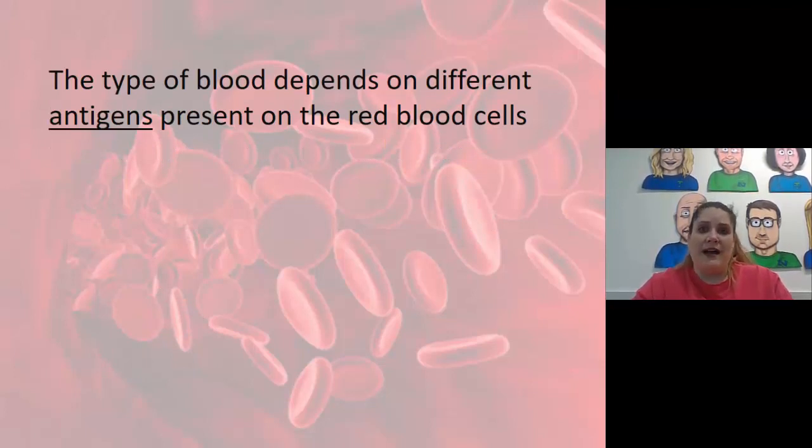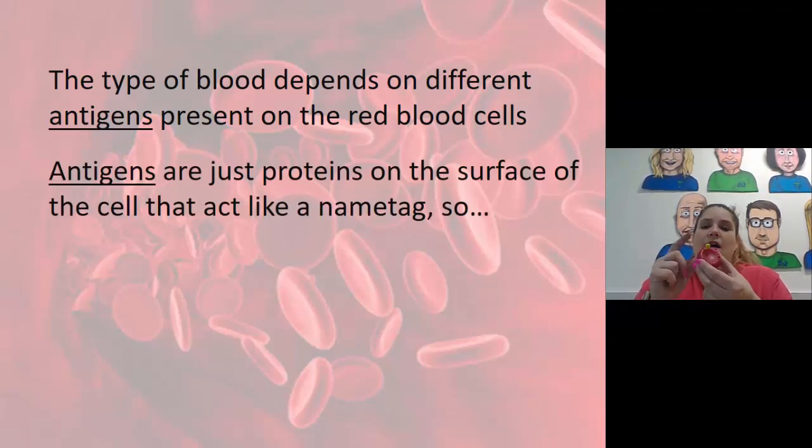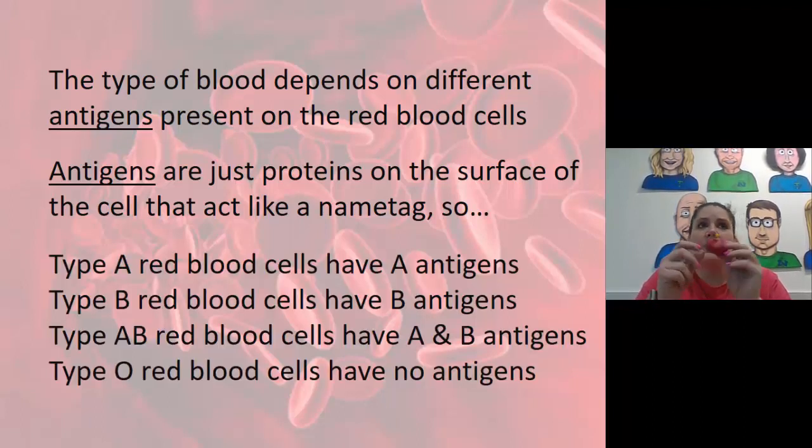The type of blood that you have depends on different antigens that are present on your red blood cells. So I have a red blood cell right here, and it has an antigen on it. And an antigen is just a protein. All it is, it's a protein on the surface of the cell that acts like a name tag. So type A red blood cells have type A antigens. Type B red blood cells have type B antigens. Type AB blood cells have both type A and B antigens on them. And type O blood cells are naked. They have no antigens at all on them.